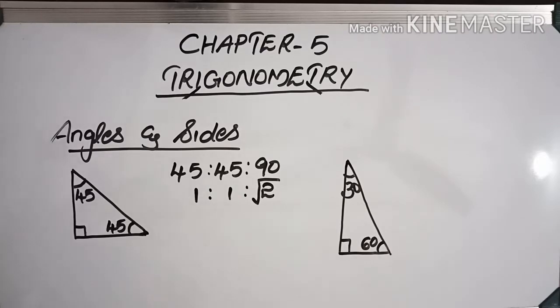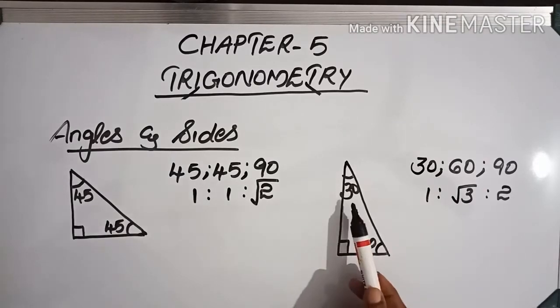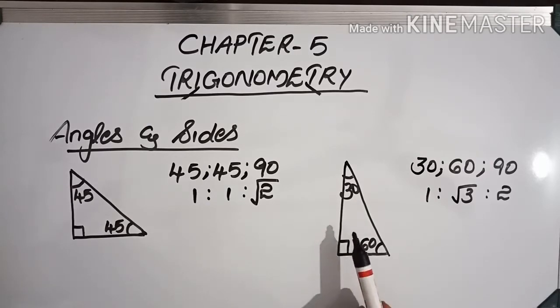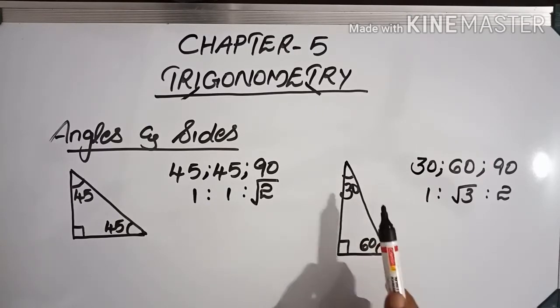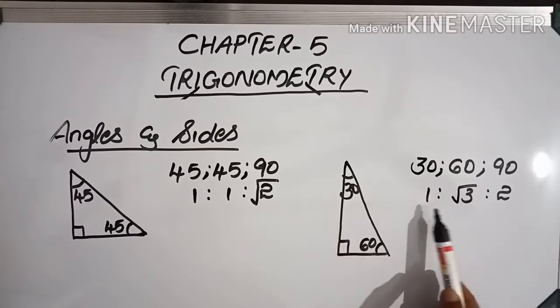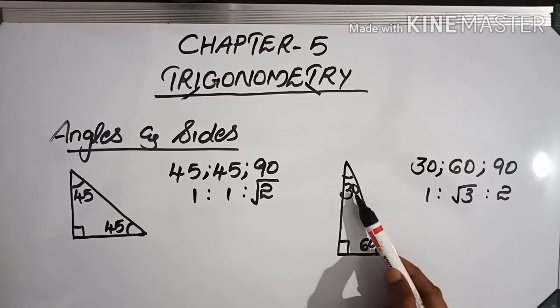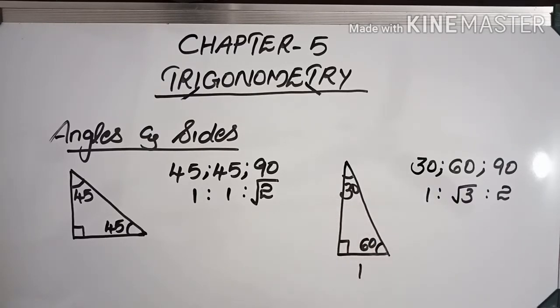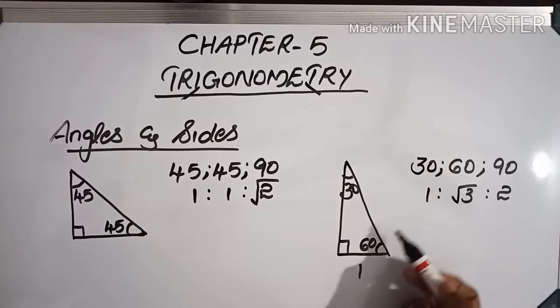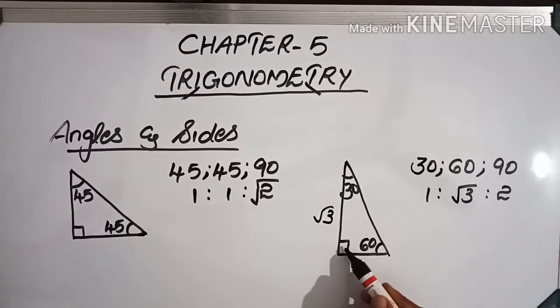Similarly, here also the sides will be in the ratio 1 is to root 3 is to 2. Here the angles are 30 degrees, 60 degrees, 90 degrees. Whatever be the sides of different triangles, if the angles are the same, 30, 60, 90, the sides will be in this particular ratio. That means the side opposite 30 degrees is 1, the side opposite 60 degrees is root 3, and the side opposite 90 degrees is 2.